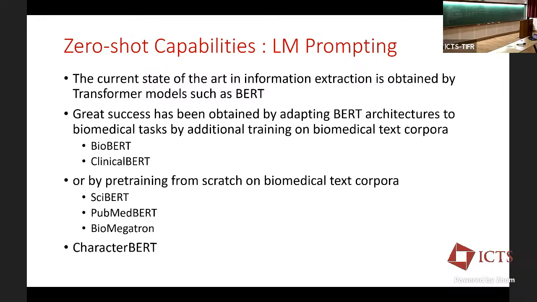Apart from these general purpose models, people have worked on special purpose models for specific domains. For example, in the biological domain, they have BioBERT, there's clinical BERT. These models are built on top of the original large language model, which is general purpose, and then given additional data from the domain. So you tune it for the domain. Initially, you build it on a general purpose domain and then tune it for the specific domain. The second type of model are pre-trained from scratch on the domain. For example, in the biomedical domain, SciBERT, PubMedBERT, BioMegatron are examples of models that have been trained solely on biomedical data.